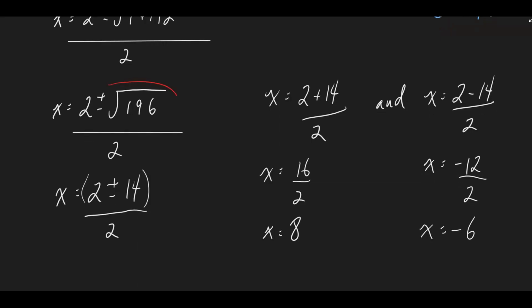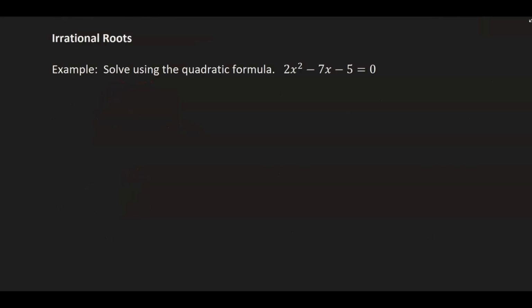This is an example where the square root in here produced an integer root, didn't it? We have 14. Now that won't always happen. Sometimes we will have irrational roots, which means it's best to leave them under the square root sign. In this case, we will look at an example where we will get irrational roots.